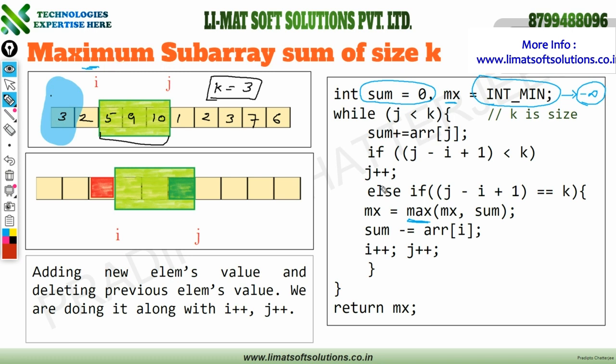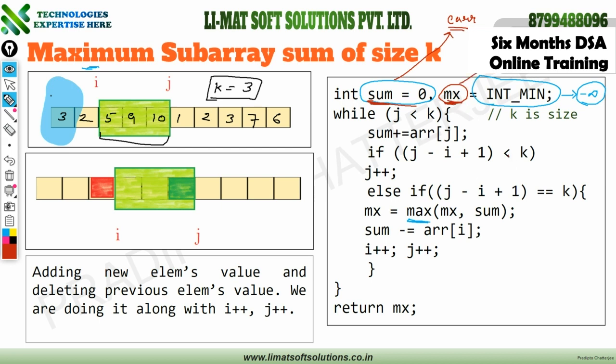I have the sum. This sum will hold the value of the current window, and this mx variable will hold the global maximum value, the maximum of all. Let me again tell you, this sum variable is of the current subarray sum, and this mx is the overall sum. I will update this mx when the current sum is greater. This is what I am doing.